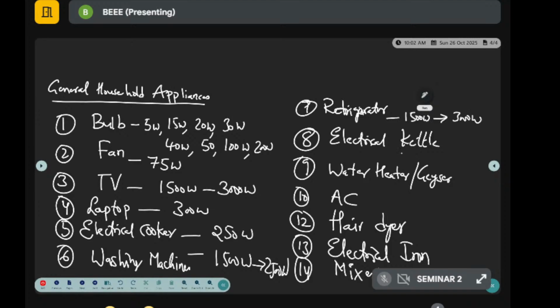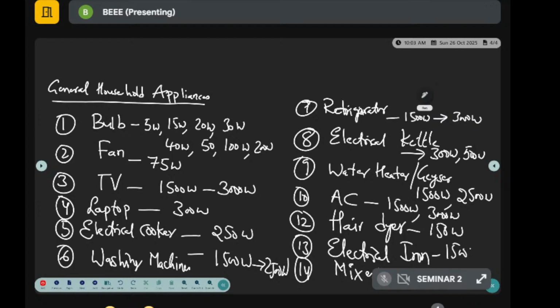Electrical kettle is 300 watt, or maybe a maximum of 500 watt, not more than that. Water heater is 1500 watt or 2500 watt. AC is also 1500 watt to 3000 watt. Hair dryer is only 150 watt. Electrical iron is also 1500 watt. Mixer is 700 watt.